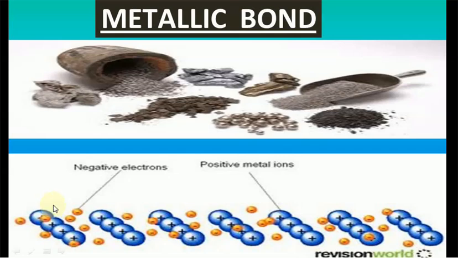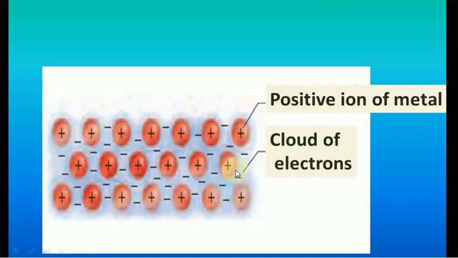Positive ion, positive ion, positive ion, and so on, will be attracted with each other by a glue. We may call the electrons a glue, but actually it is electrons. Electrons, negative, between two positive ions will attract them to each other. Metallic bond. A cloud of electrons is responsible for metallic bond. Clouds of electrons attract the positive ions of the metal to each other.